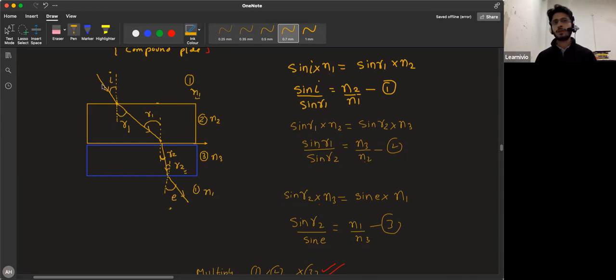Here it's N1 and the angle is I. So you have N1 into sine I. In this medium, the refractive index is N2 and the angle is R1. So sine R1 into N2. So sine I by sine R1 is N2 by N1.